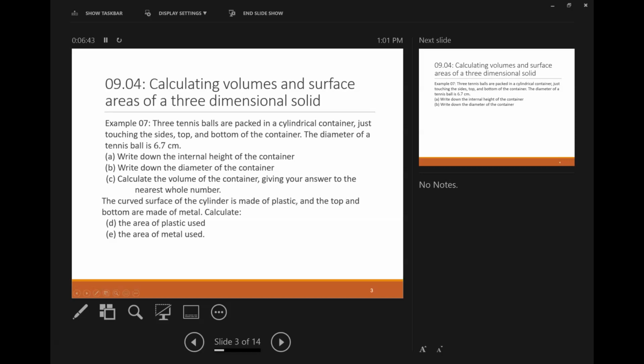3 tennis balls are packed into a cylindrical container, just touching the sides, top and bottom of the container, meaning they're wedged in as tightly as they can go. The diameter of the tennis ball is 6.7 centimeters. Write down the internal height of the container, the diameter of the container, calculate the volume of the container, and then we want the curved surface is made of plastic and the tops are made of metal. So we want the area of the plastic and then the area of the metal.